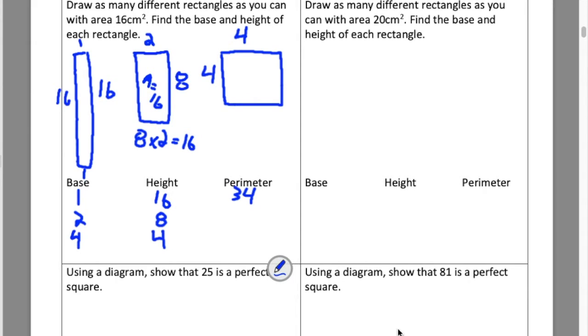The next one, I would go 8 and 8 is 16, plus 2 at the top is 18, plus another 2 gives me a perimeter of 20. And the last one, I would have 4, 4, 4, and 4. So this one, if we add it all up, this would be 4, 8, 12, and 16. So we would have a perimeter of 16, just like our area.